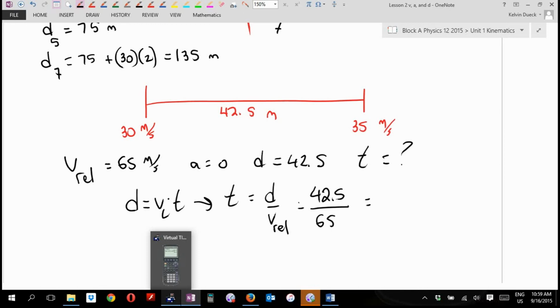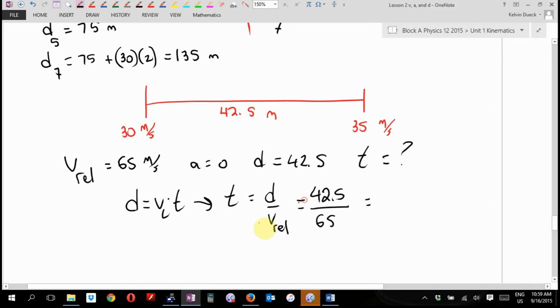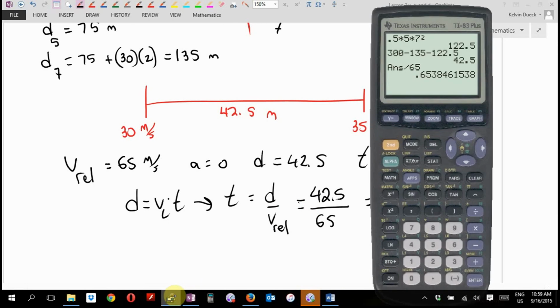I could go 130 and 135. That's keeping track of two vehicles. I'll just pretend car A is temporarily frozen. Car 2 is coming at 65 meters per second. Same math. Okay. Is that okay? It's going to be divided by 65. That takes 0.653 that many seconds. 0.6538.